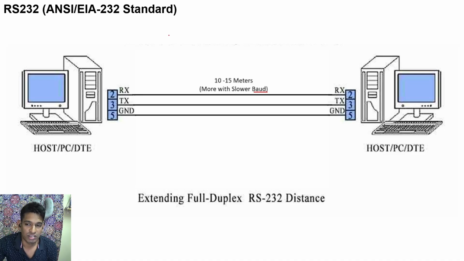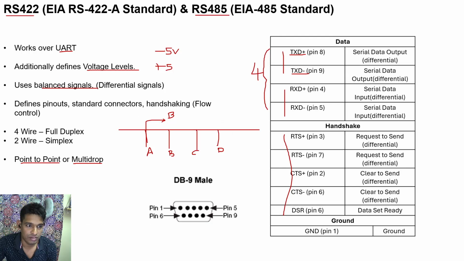Fundamentally, the voltage levels are different. The configuration of the wiring is different. That is, RS-232 is using an unbalanced signal, whereas RS-485 is using a balanced signal, and the pinout is different. Two pins for transmit, two pins for receive. Four-wire configuration is different. Two-wire configuration is different. Multi-drop arrangement is different. Voltage levels are different.